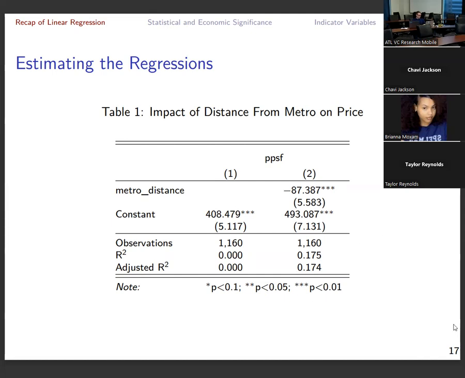Shivai, does that make sense? Yeah, that makes sense.